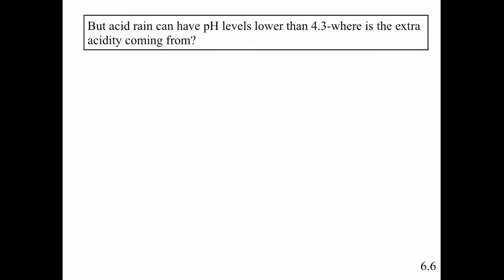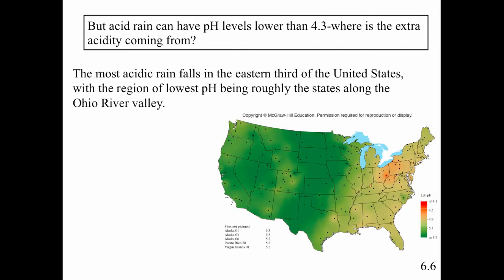But in some places in the country we have pHs of rain that are much lower, as low as 4.3 or even less. And we have to think about where this extra acidity is coming from. It's not just from carbon dioxide in our atmosphere. I'm going to show you a figure of the United States. And what we see in this figure is the regions that are green have the pH of rain around 5.7 or 5.3. This is normal rain.